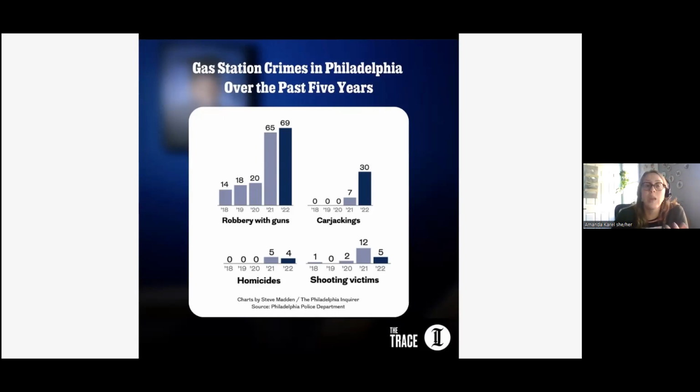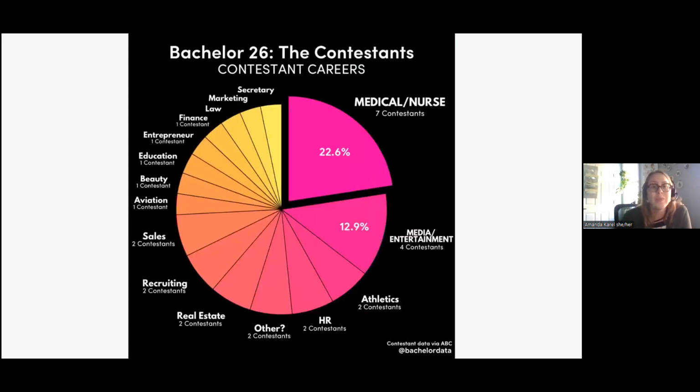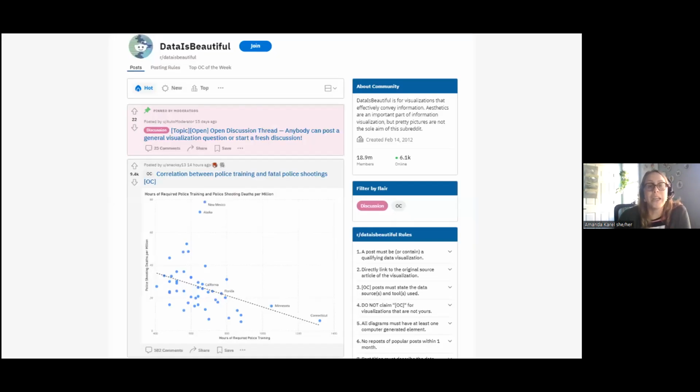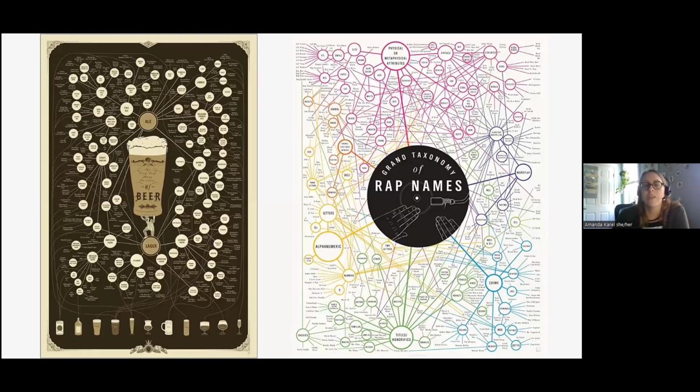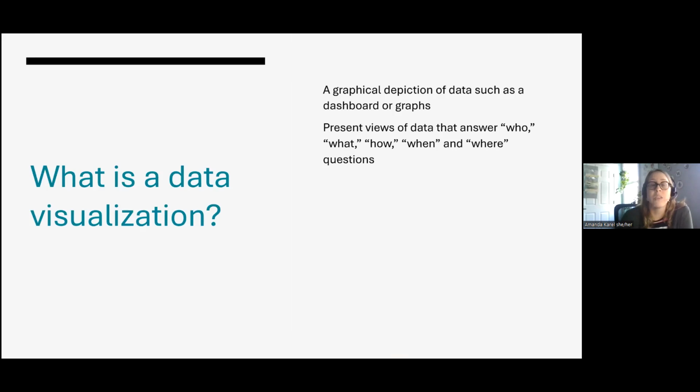What's funny is now we even have social media accounts dedicated to visualizing the regular media. We have social media channels dedicated to admiring or critiquing data visualizations, such as Data is Beautiful on Reddit. And if that isn't enough, you can now buy infographics as art for your home. So data visualization is everywhere. It's not going anywhere, but what is it?